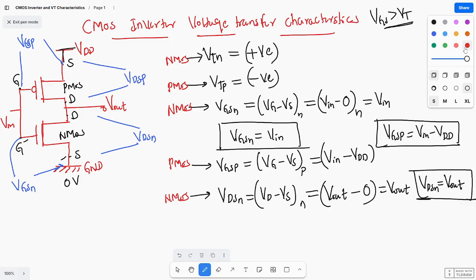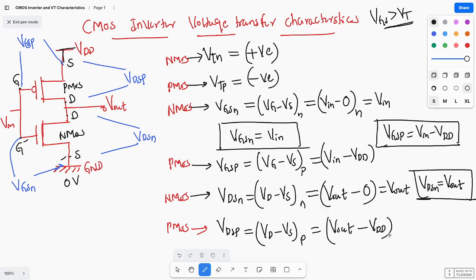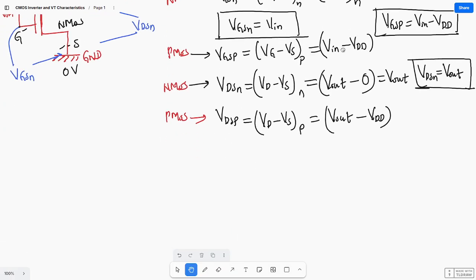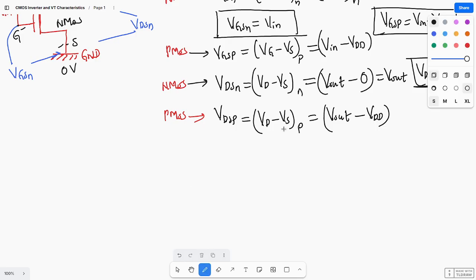And next for PMOS. VDSP equals VD minus Vs with respect to P. VD is connected to Vout. So VD equals Vout minus Vs, and Vs equals VDD. So VDSP equals Vout minus VDD.